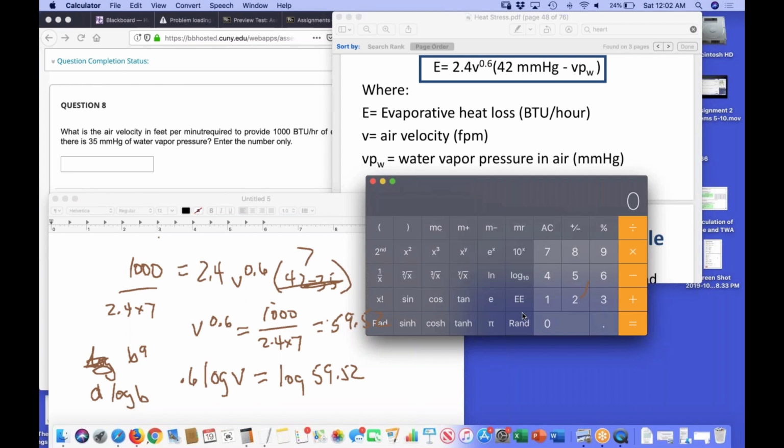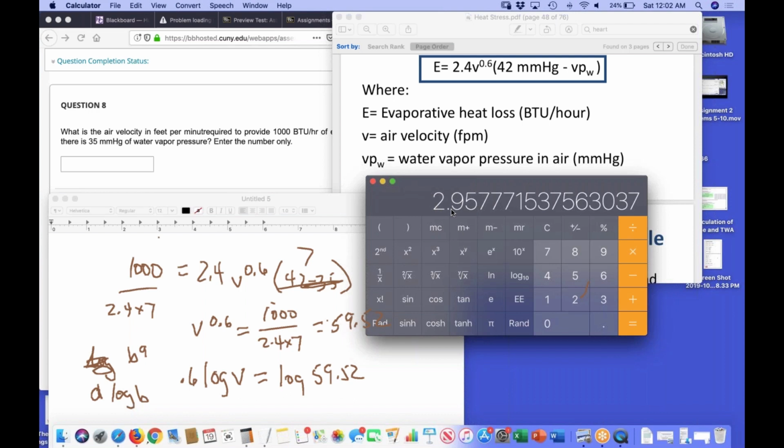Okay, so now I am going to go to my calculator. First thing I'm going to do is find the log of 59.52. Now I'm going to divide by 0.6, so I have just log v is equal to this new number. So log v is equal to 2.95. So now I have to find the antilog, the value of v. So that turns out to be 10 to the 2.95.